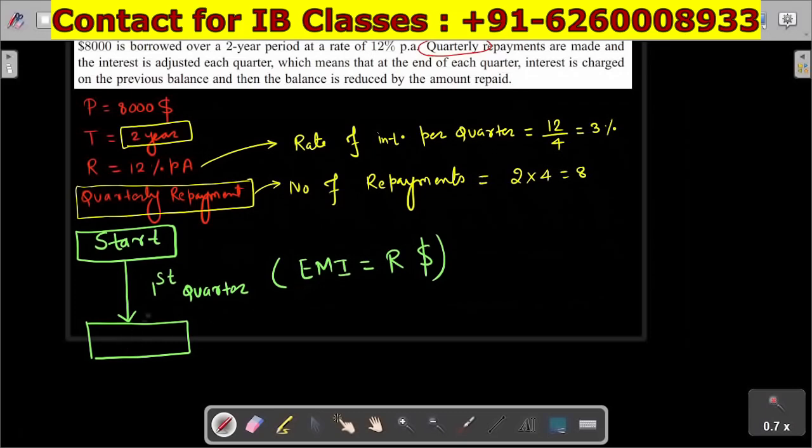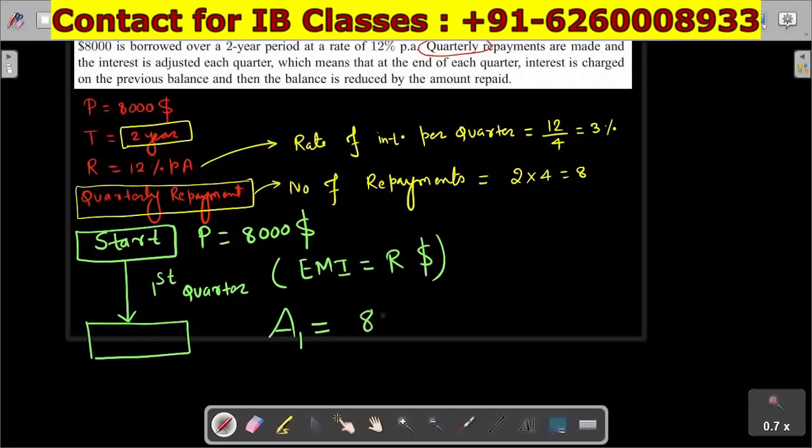So what will happen? After the first quarter I have paid R. Initially the total principal was $8,000. Every interest will be calculated on this principal 8,000. After the first quarter, it will now be changed. So what will be my remaining balance after payment of the first quarter? What will be the remaining balance I have to find? Let us suppose A1 is my final balance after the first quarter. So what should it be?